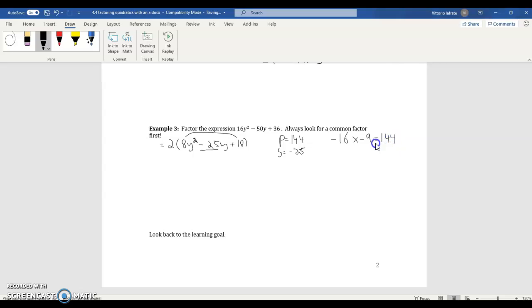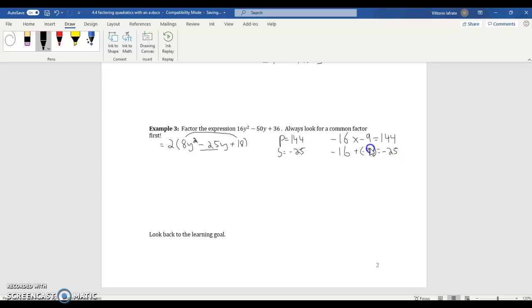If you're good with multiplication, you might want to try the product first. If you're better with addition, you might want to try the sum first. So you would have found that minus 16 plus minus 9, in other words minus 9, is equal to negative 25.